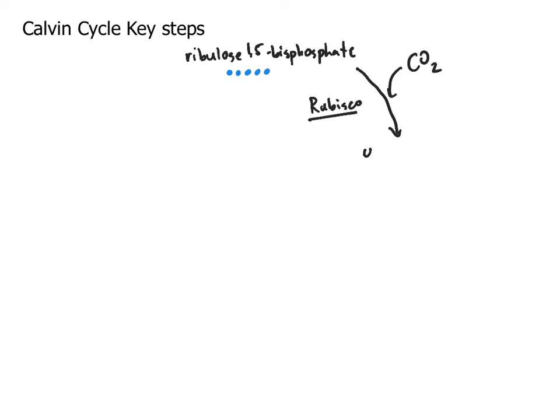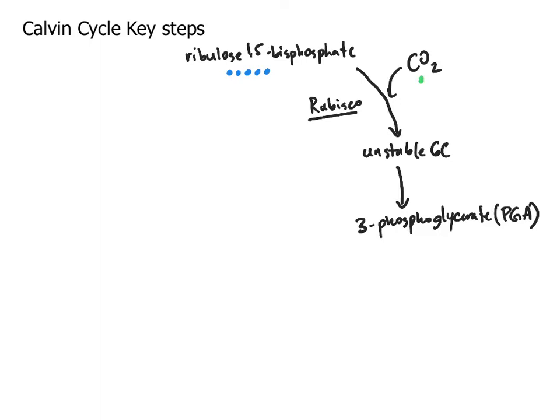And this is now an unstable 6 carbon, so this automatically just goes to 3-phosphoglycerate. So this is PGA. Now we had 1 carbon coming from this CO2, and so we'll end up with 2 of these, and one of them is going to have the carbon from the CO2.